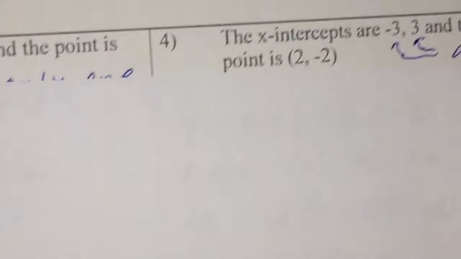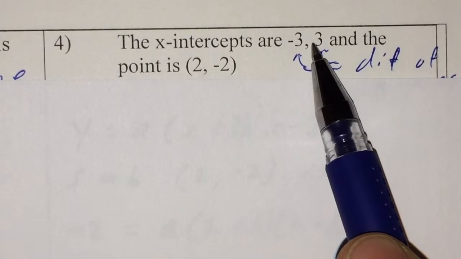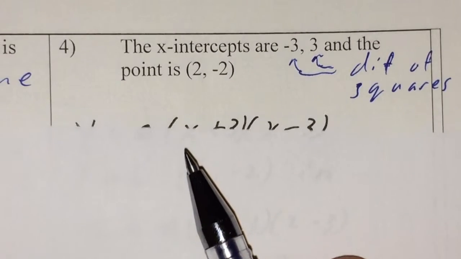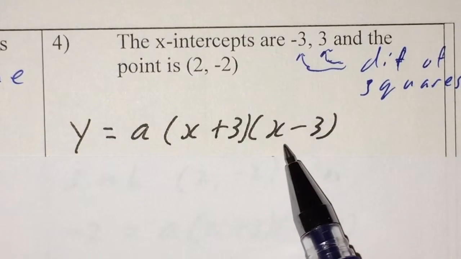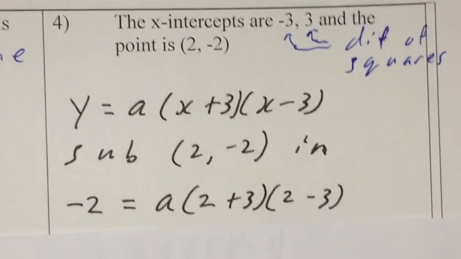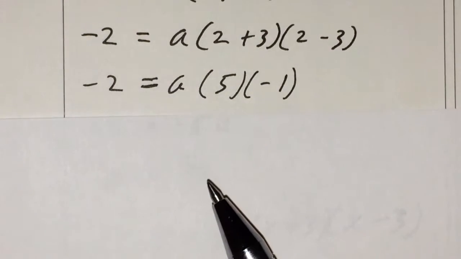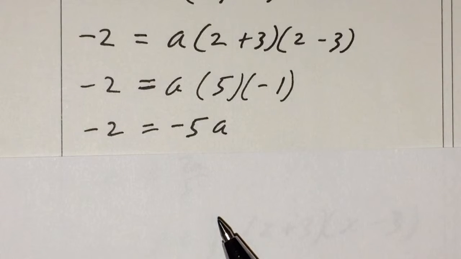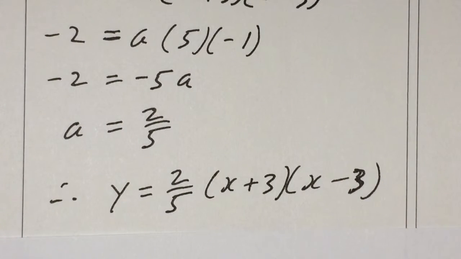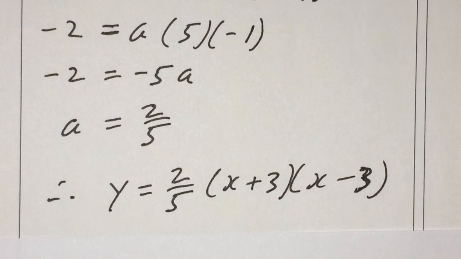And the last example is this one. Well, when we get same numbers opposite sign for the x-intercepts, we have a difference of squares. And so the point that it goes through for this one is 2, negative 2. So let's see what happens. So y equals a times x plus 3 times x minus 3. Okay, plugging them in. Sub in 2, negative 2. So 2 for x and negative 2 for y. And simplify that side. Okay, negative 2 equals negative 5a. A equals 2/5. And then y equals 2/5 times x plus 3 times x minus 3. And that's it for finding the equation of a parabola given the x-intercepts, the zeros, and a point.